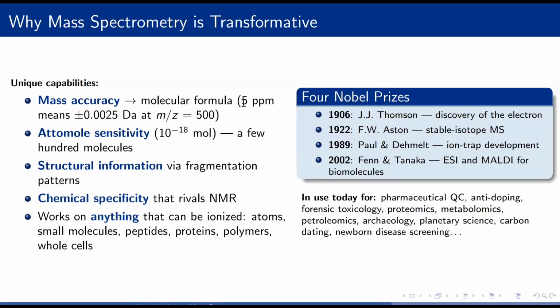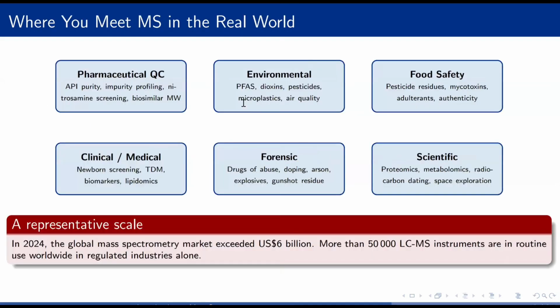Third, structural information from fragmentation. We will cover this in lecture 4. When you fragment an ion in a controlled way, the fragments form a fingerprint that is often diagnostic of the structure. Fourth, chemical specificity. When you combine high mass accuracy with an isotope pattern check and a fragmentation spectrum, you effectively confirm a compound in the same way NMR does.